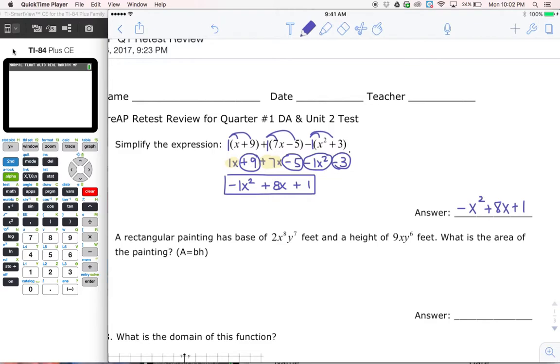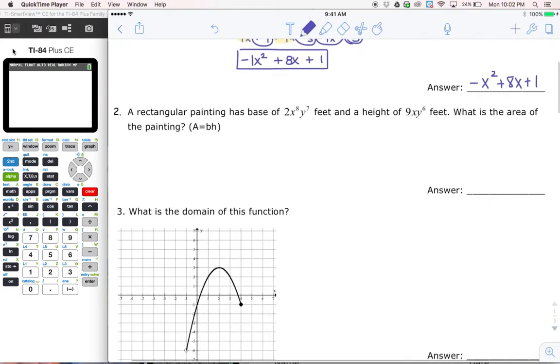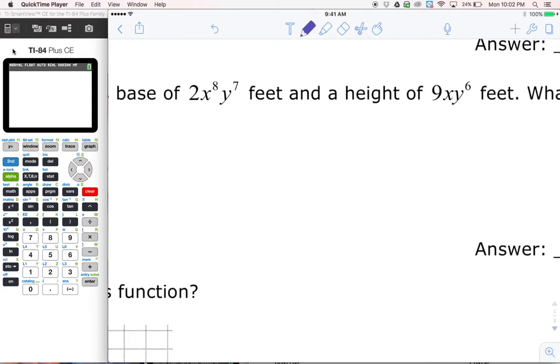Okay, problem 2. A rectangular painting has a base of 2x to the 8th power, y to the 7th power, and a height of 9x, y to the 6th power. What is the area? You've even got the formula here which says area is base times height. So we're going to take our two expressions, 2x to the 8th, y to the 7th, and multiply it times 9x, y to the 6th.